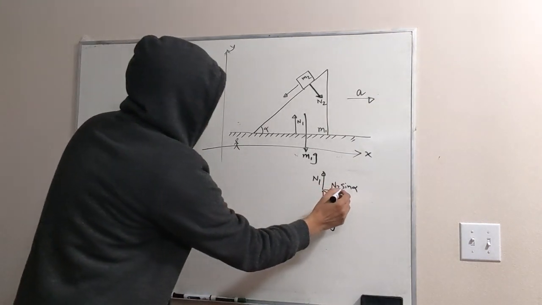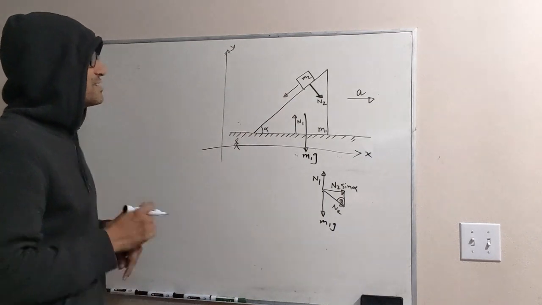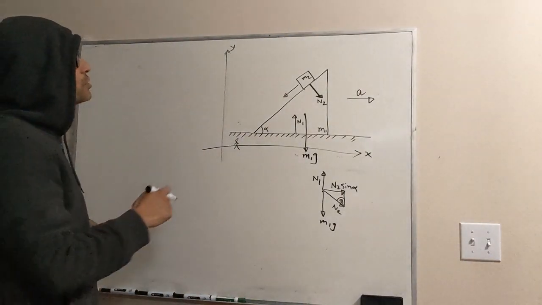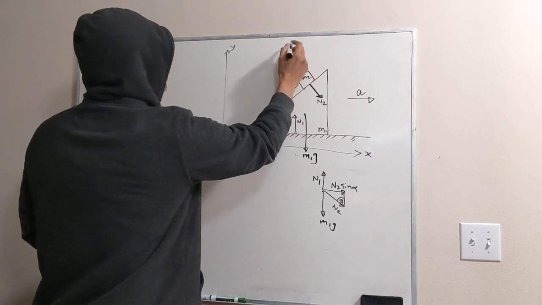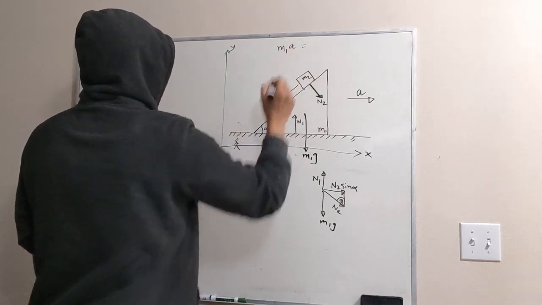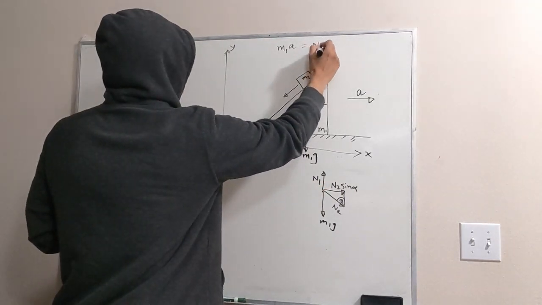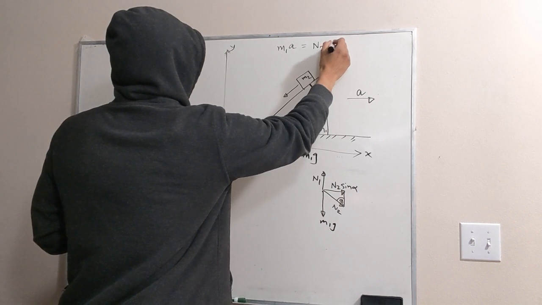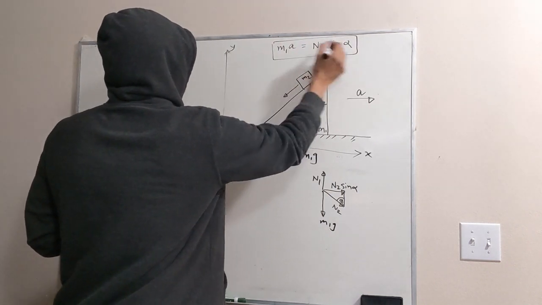Now, so this is the net force in positive x direction on the mass M1. So we get our equation. Just apply Newton's equation. So M1A is equal to this net unbalanced force times sine alpha. So this is our equation number 1.